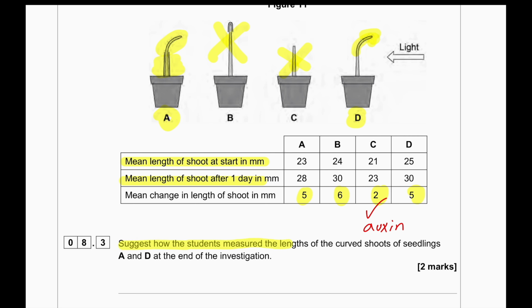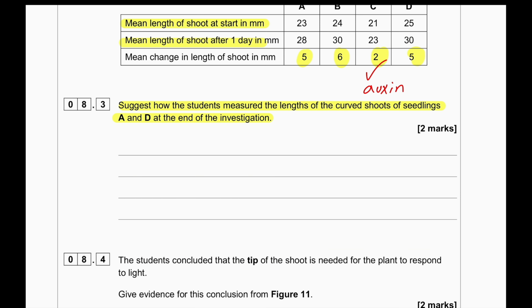Suggest how the student measured the length of the curved shoots of seedlings A and D at the end of the investigation. Now, to measure the length of a curved shoot, we can use a piece of ribbon, and then measure the ribbon using a ruler. The other method is to hold the plant straight and then measure using a ruler. So the answer can be written as: place a thread along the shoot and mark the length, then transfer it to the ruler.